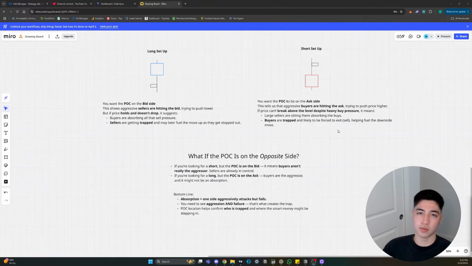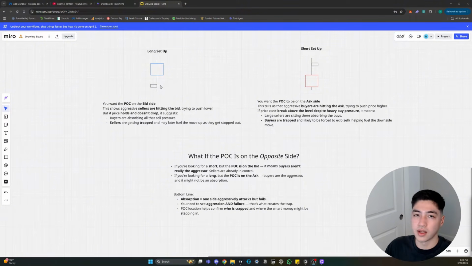Now you might be asking me, Thrax, what happens if the POC is on the opposite side? Well, if you're looking for a short and the POC is not on the ask and it's actually on the bid, it means that the buyers aren't the real aggressor and sellers are already in control. Or if you're looking at a long and instead of the POC being on the bid, it is on the ask, it means that buyers are the aggressor. If the POC is on the ask, then buyers are the aggressor, and it might not even be absorption.